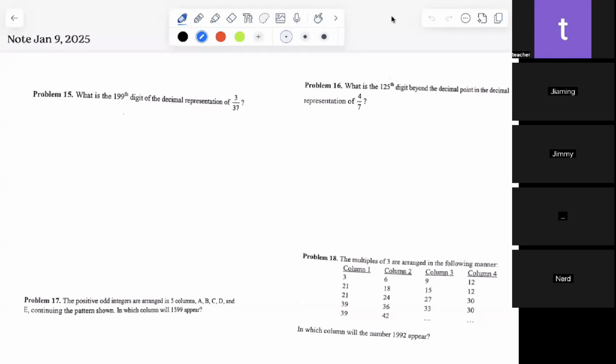Okay, so let's just get started with this question. Let's do the homework first. Problem 15 states, what is the 199th digit of the decimal representation of 3 divided by 37?